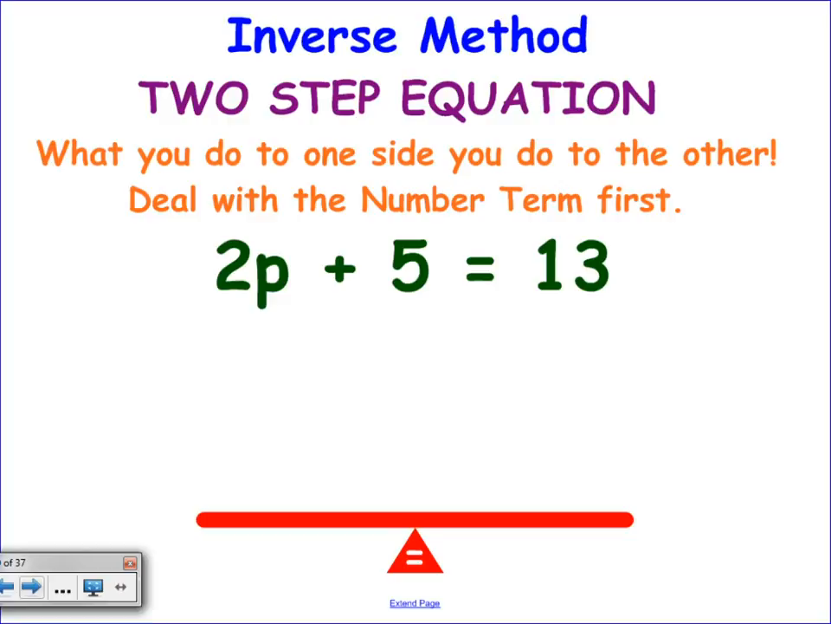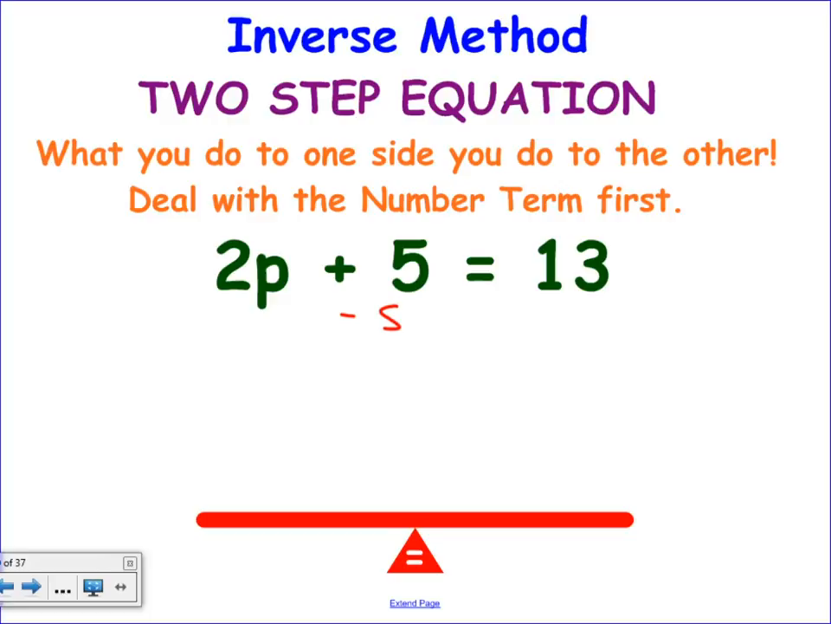You're going to be given 2p plus 5 equals 13. Now, the golden rule here is you've got two terms. Remember, terms are separated by a plus or a minus. You're trying to get p on its own. So the first thing to do is get rid of the other term. So don't deal with the 2, deal with the 5. So how do I get rid of plus 5?